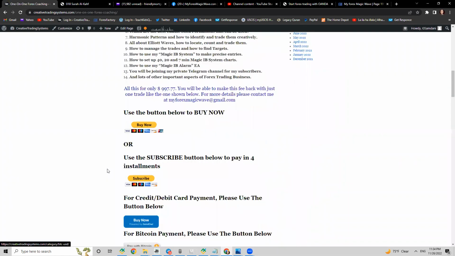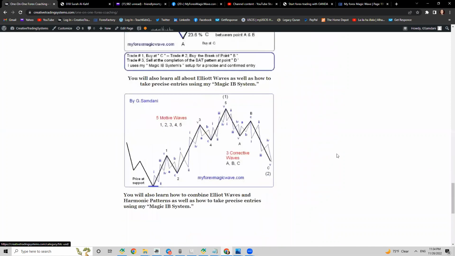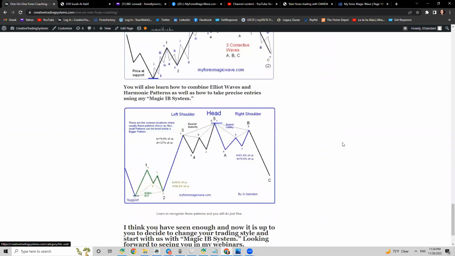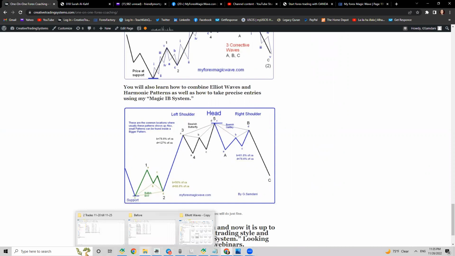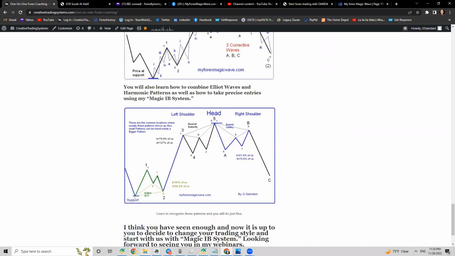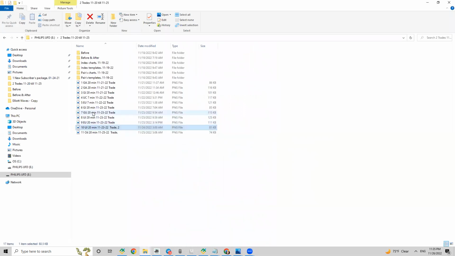I do it and teach every single thing from A to Z, including the trend lines, the support and resistance levels, the harmonic patterns, and Elliott wave, and then based on these patterns, how to take the entries from my setup, like Euro USD, for example.